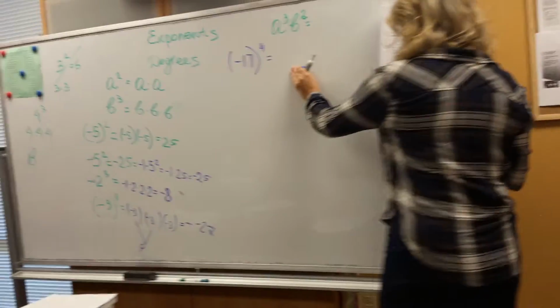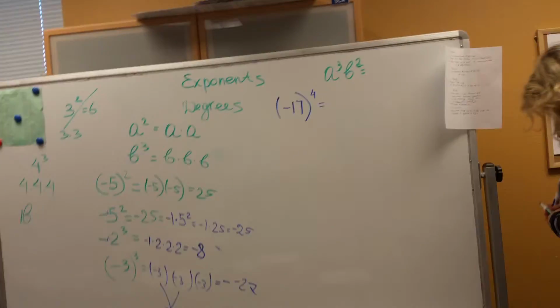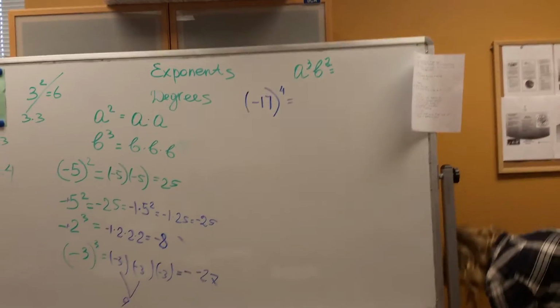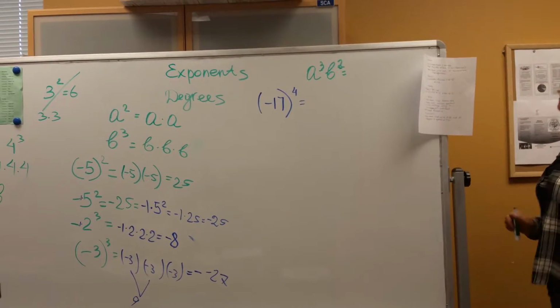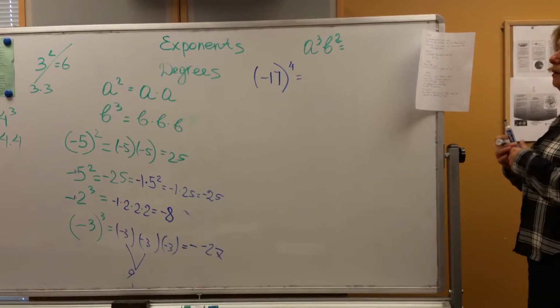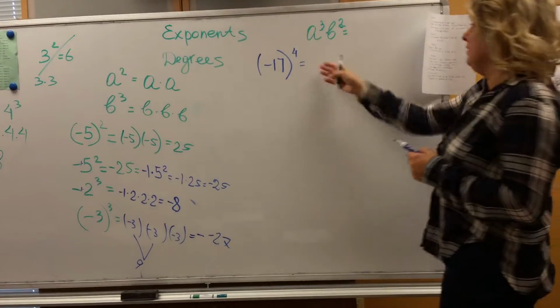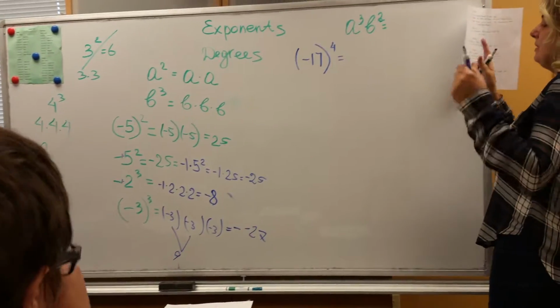Paula, will the answer be positive or negative? Positive? Correct. How do you know? Because it's even number. Good job, because it's 17, 4 times negative 17.